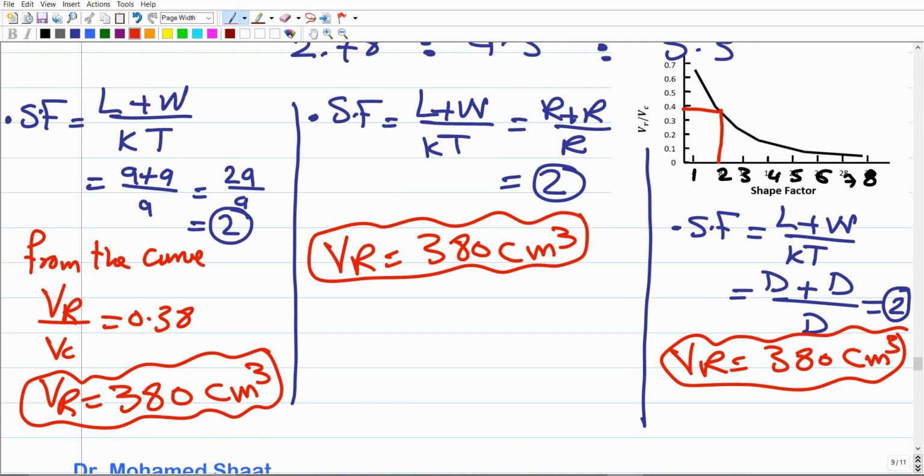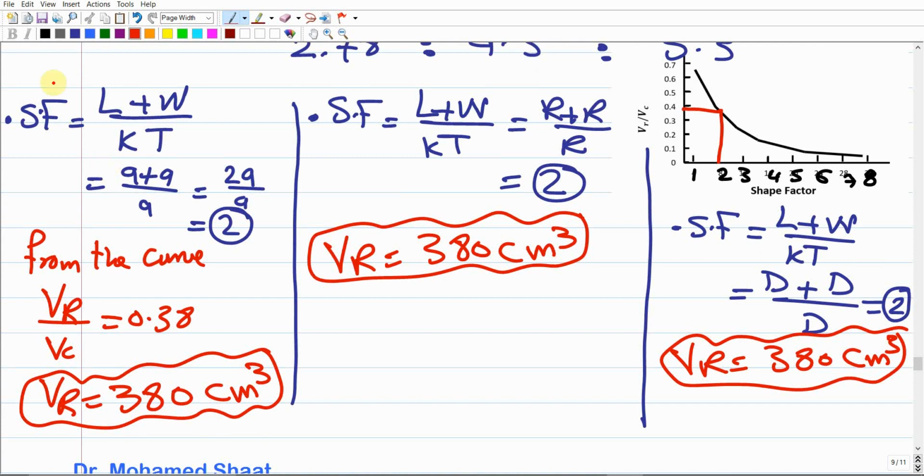So this indicates that the three castings will require the same riser according to the Naval Research Lab method. Since they all have the same shape factor, it means that the same riser can be used for any one of them, right?